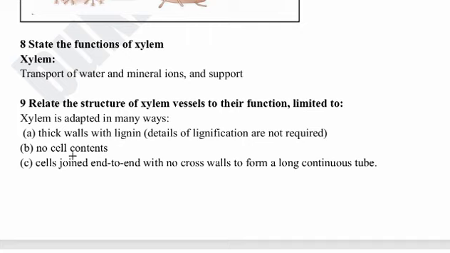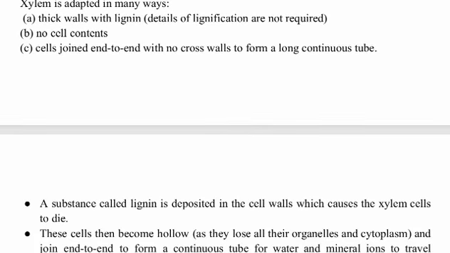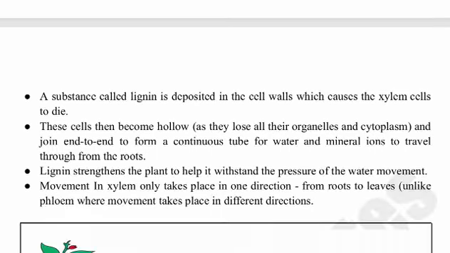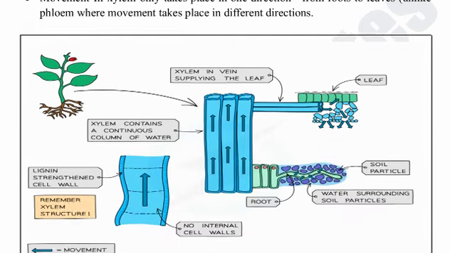The same is the case with the xylem. There's no cell content, like no mitochondria, no chloroplast, no such organelles are present. Cells are joined end to end with no cross wall and form a long continuous tube, called the xylem tube. Lignin is deposited in it, so they are hollow as well. The function of lignin is to provide strength to the plant, and one more thing, xylem is unidirectional because water is only transported from root to leaves.